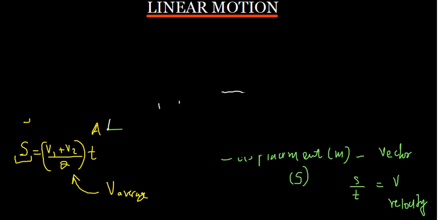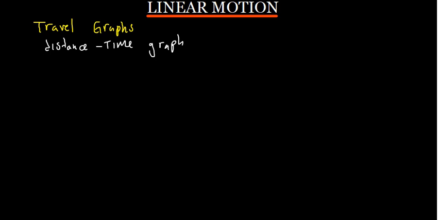Now another thing that I want us to understand are travel graphs. When you're talking about travel graphs, you need to understand the distance time graph, the speed time graph, and the acceleration time graph. Let me start with the distance time graph. From what we know from high school, what is going to be on the x-axis and what will be on the y-axis? Anyone?